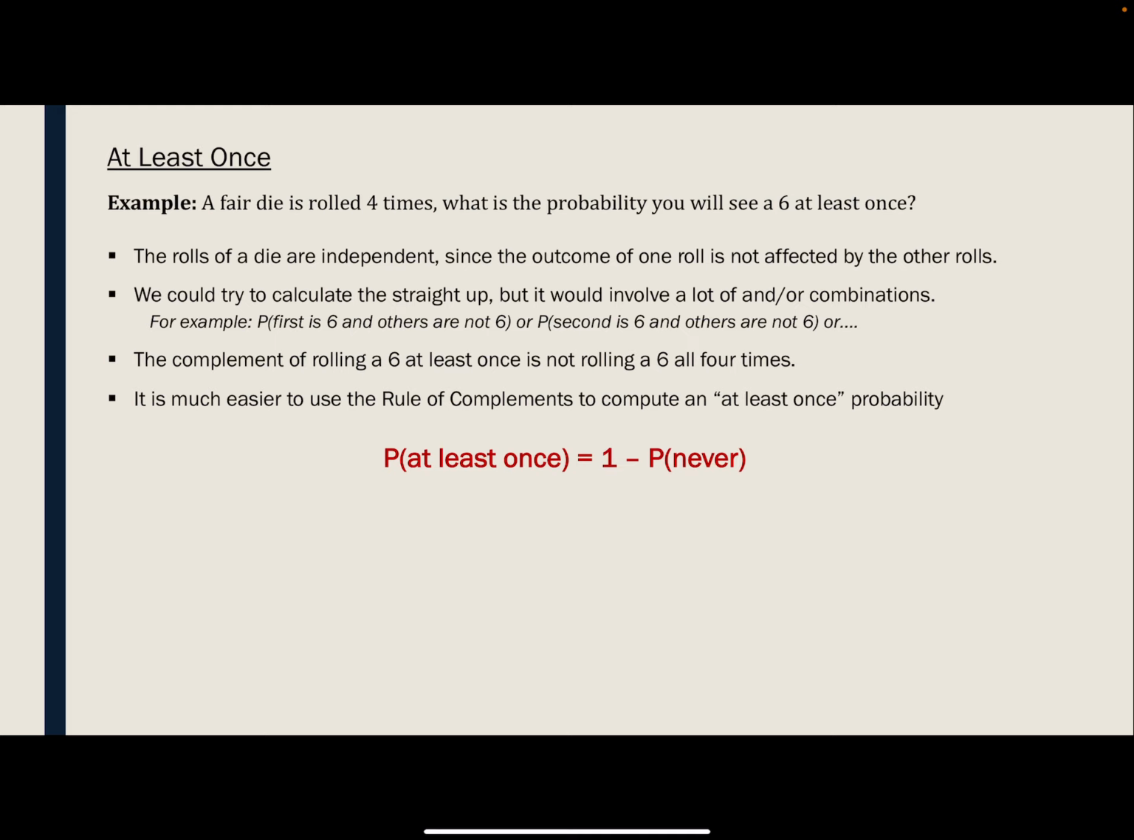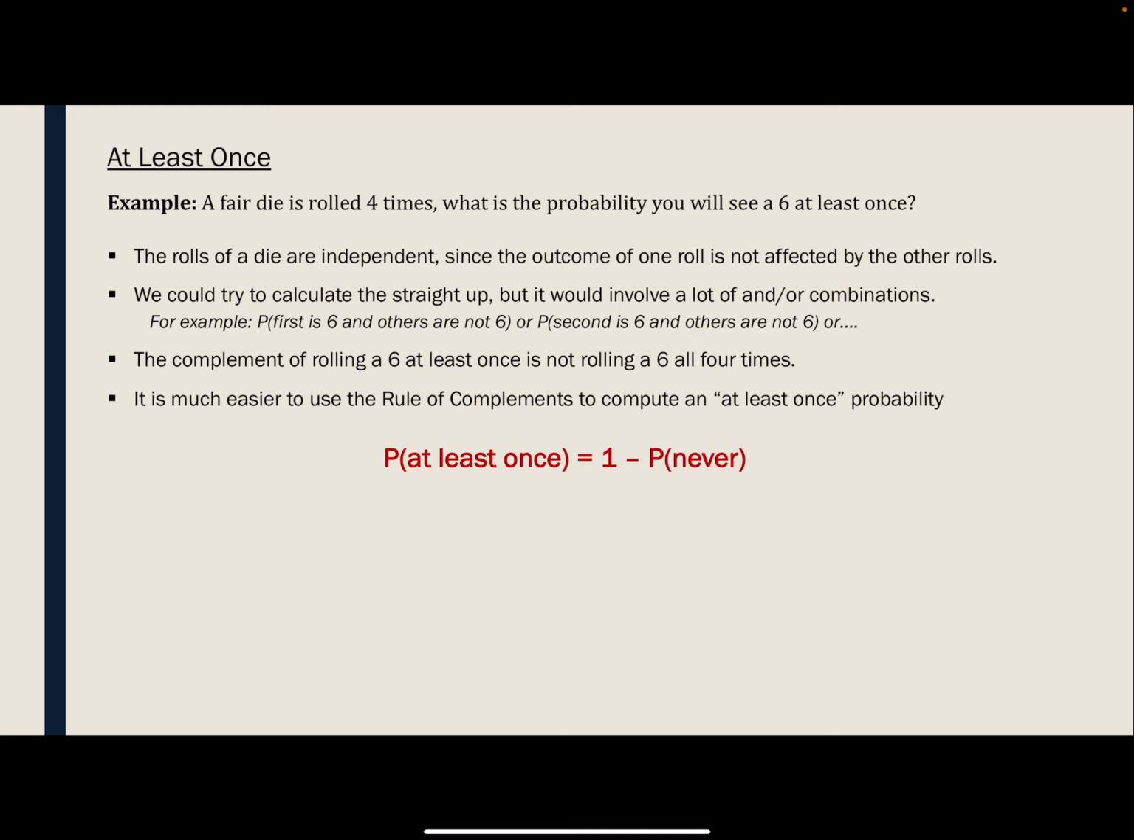Or I haven't even gotten through the ones yet, right? Or I could roll a 6, not roll a 6, not roll a 6. There are a ton of different combinations here. You don't want to make this calculation straight up.